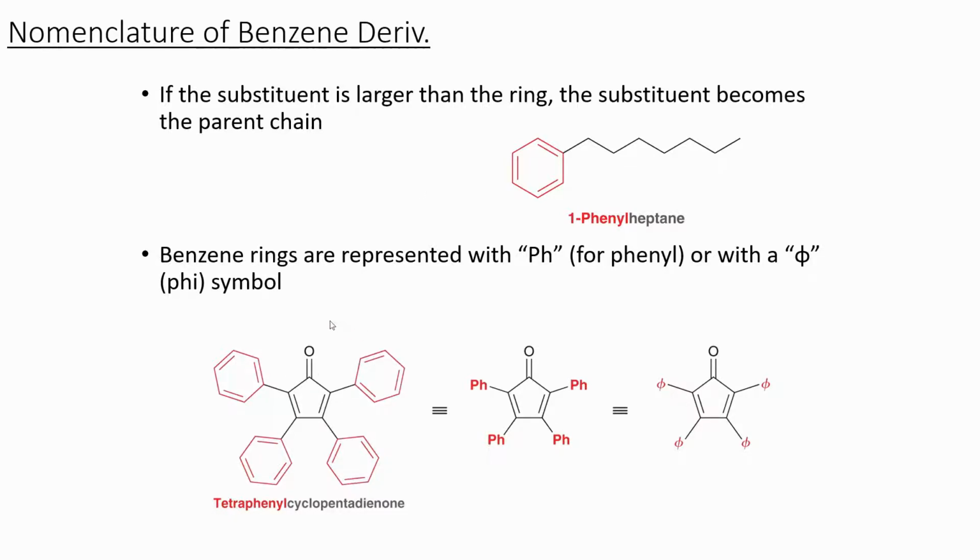We can represent the benzene ring as just a Ph if it is a naked benzene ring with no substituents, and this is just a shortened notation that makes it a little bit easier to draw out large structures that include benzene rings.